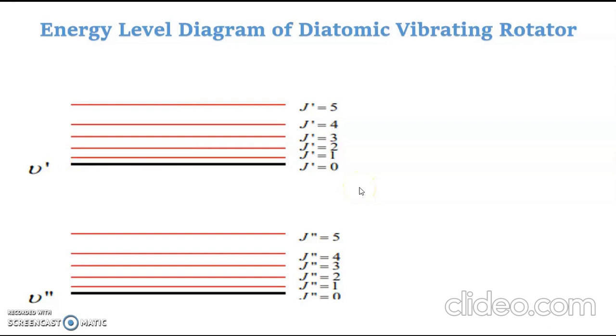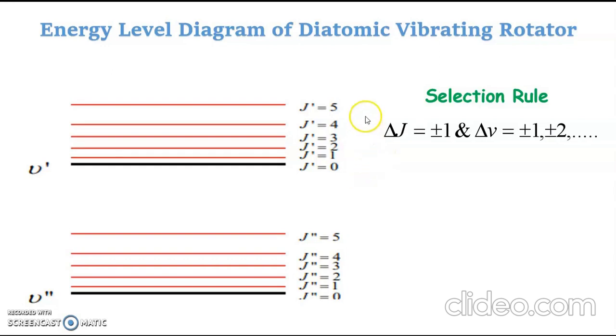Here, for the transition, first we need a selection rule. What will be the selection rule for the rotational transition? We know delta J equal to plus or minus 1. And for the vibrational spectrum of a diatomic molecule as an anharmonic oscillator, delta V equal to plus or minus 1, plus or minus 2, plus or minus 3, etc. But at room temperature, the considerable transition will only be delta V equal to plus or minus 1, that is from ground state to excited state.